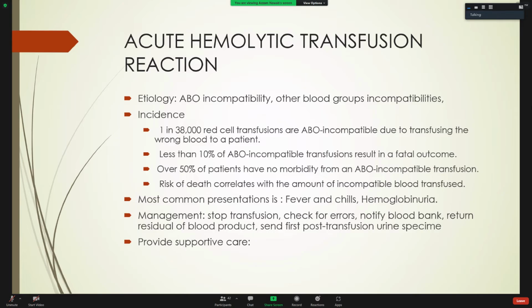The most common presentation is fever, chills, hemoglobinuria. Management, we stop transfusion. We check for error, notify the blood bank, return the residual blood product, and send the first post-transfusion urine specimen, and we provide supportive care.